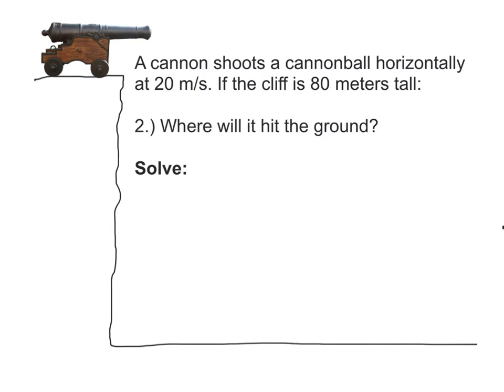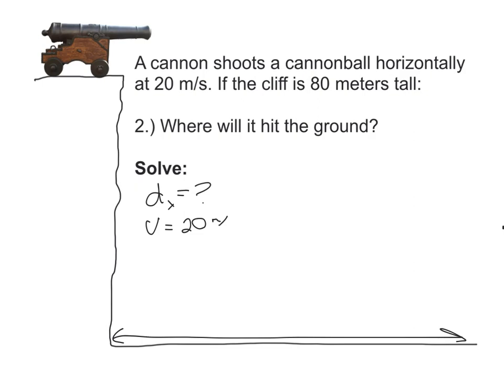All right, now the second one. Where will it hit the ground? Remember, we're talking about where along the x-axis it is going to hit the ground, and we decided that we are trying to find distance in the x direction. We know that the velocity is equal to 20 meters per second. We figured out, because I had a little aha moment, that there are two things we could actually use, but we're going to go the easy route, because we also know that time from the last one is equal to 4 seconds.